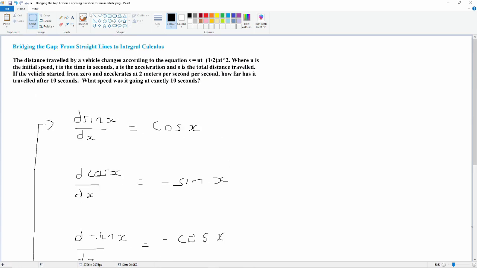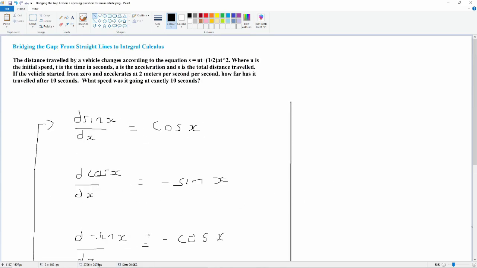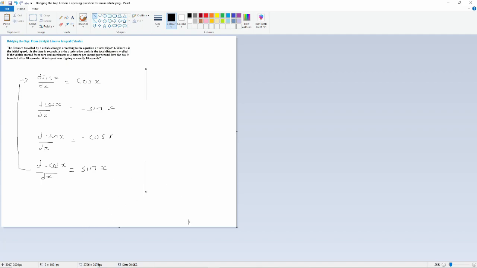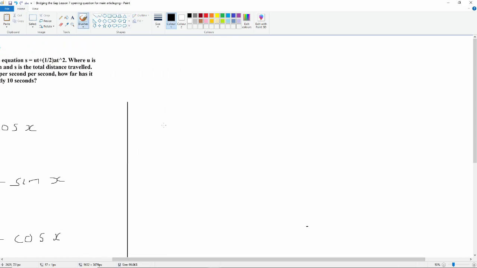Okay, three more derivatives that are probably a good thing to know. So the derivative of tan x, that's your tangent, is equal to 1 over the square of the cosine of x.